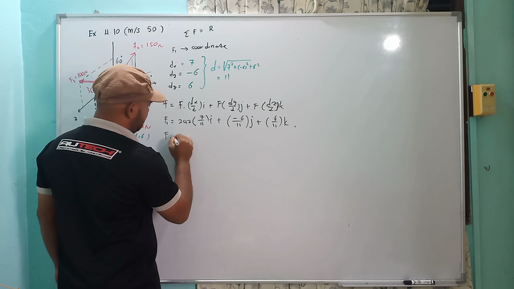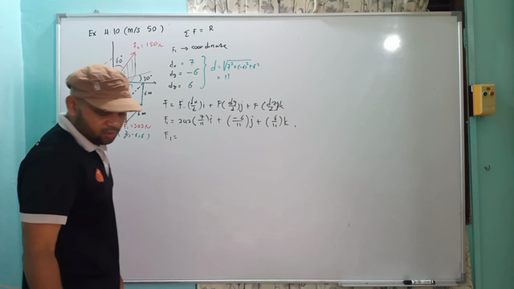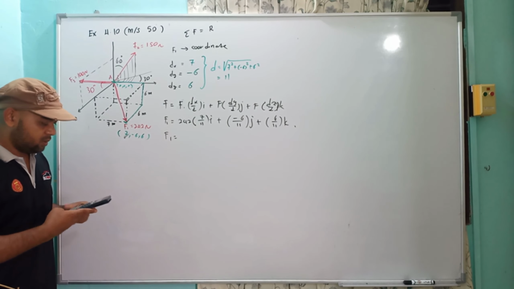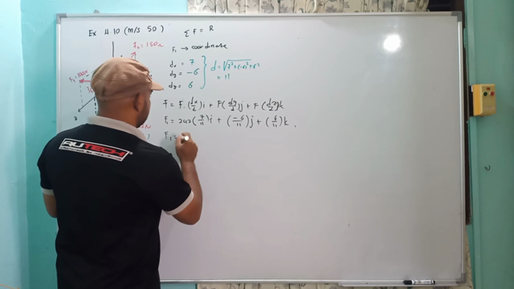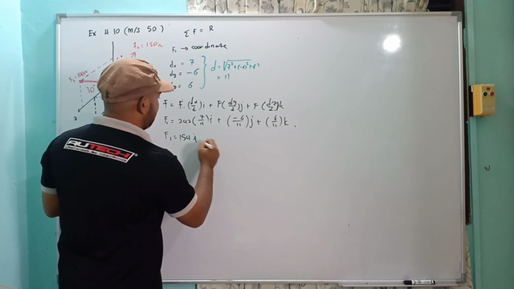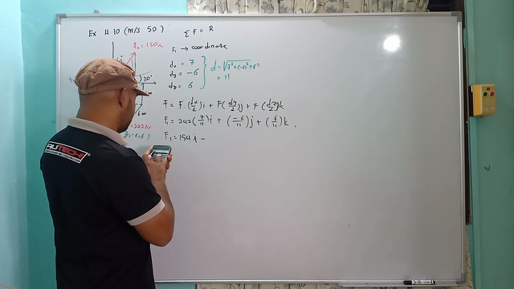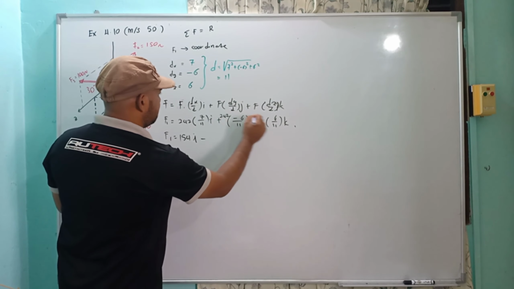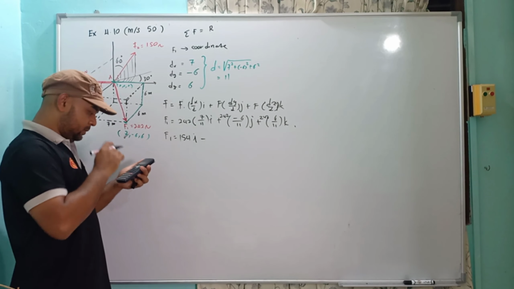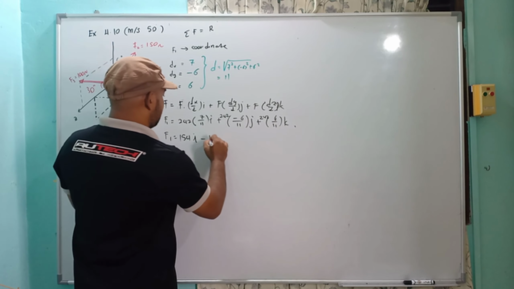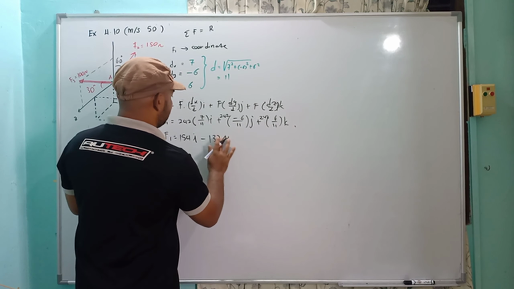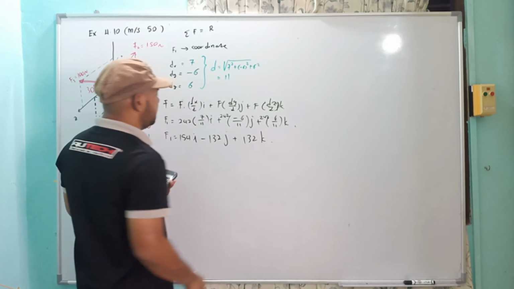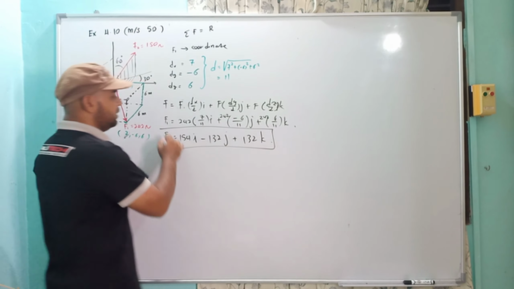So F1, using your calculator, 7 divided by 11 times 242 gives 154 Newton I, minus 6 divided by 11 times 242 gives minus 132 Newton J, plus 132 Newton K. So we have the F1 in terms of IJK.